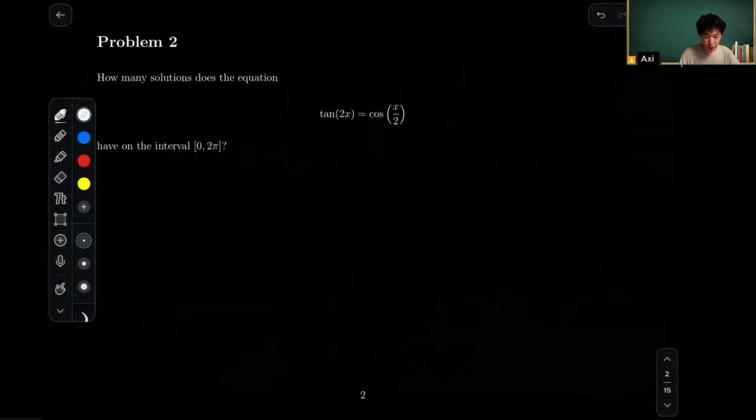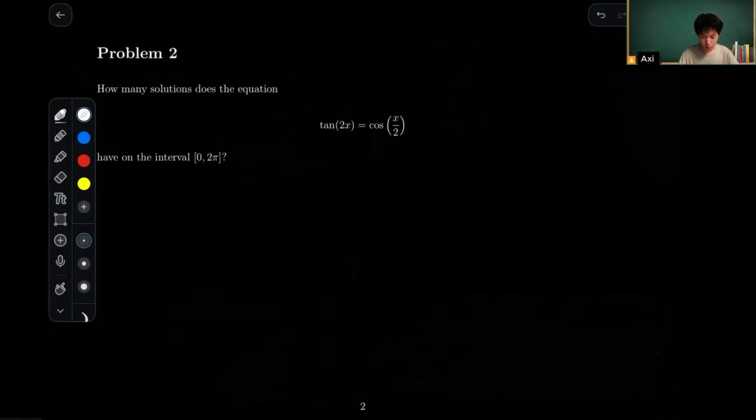Let's demonstrate another example, and this time we will graph this problem by hand. The problem essentially asks: tangent 2x is equal to cosine x over 2. How many solutions are there on the interval 0 to 2 pi?